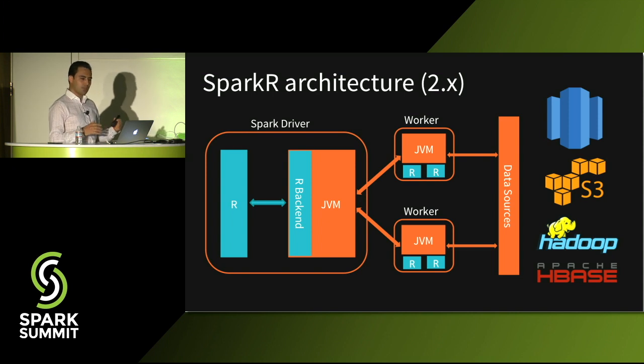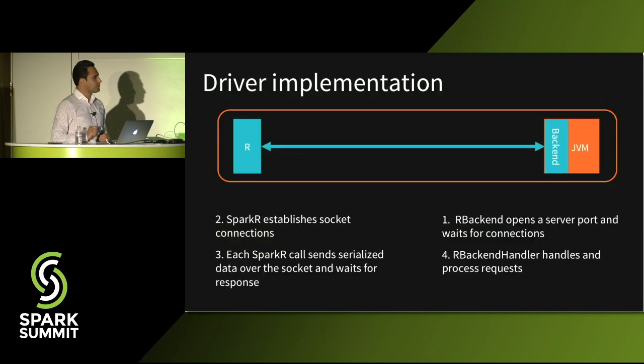Okay, so let's zoom in a little bit and look at some of the implementation details. The most important part you want to focus on is the driver machine. On the driver, as I said, we have the R process and the JVM process, and they talk to each other. When you start SparkR, these are the steps that happen. First, the R backend opens a server port and waits for connections on it. The SparkR package, which resides inside the R process, will establish a connection over a local socket to that open port.